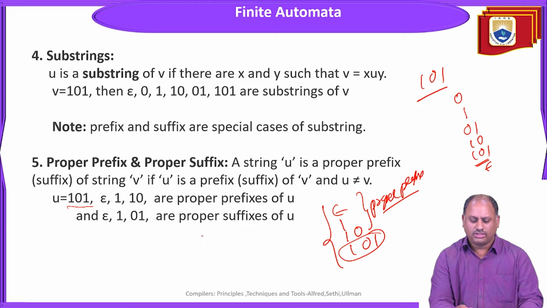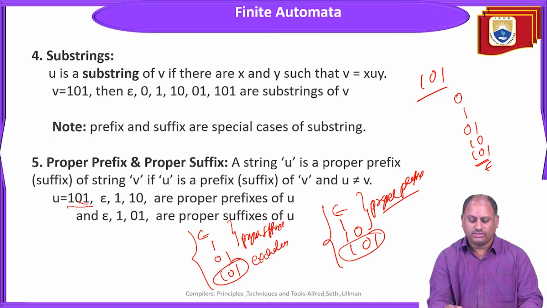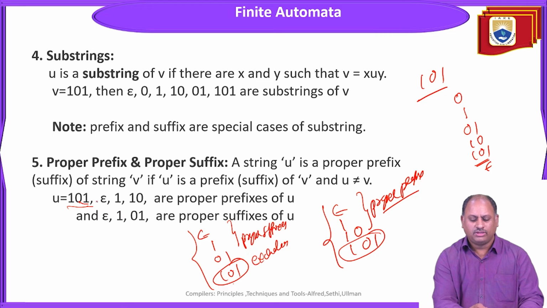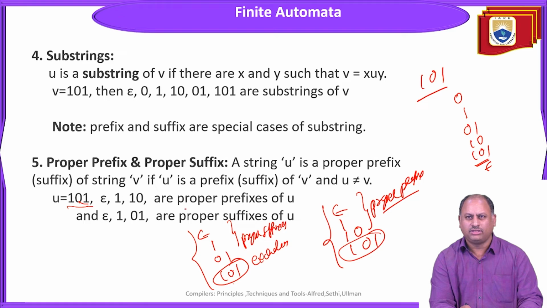What are the suffixes? Epsilon, 1 is one suffix, 01 is one suffix, and 101 is one suffix. Out of these strings, which one is the given string? 101, so this is excluded, and the remaining are considered proper suffixes. So what is the difference between prefix and proper prefix, suffix and proper suffix? All the strings are allowed as prefixes or suffixes of the string, except that proper ones exclude the given string.